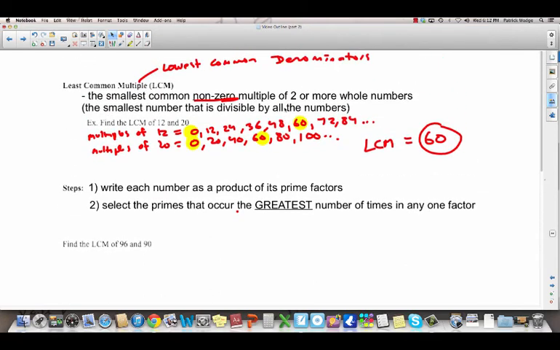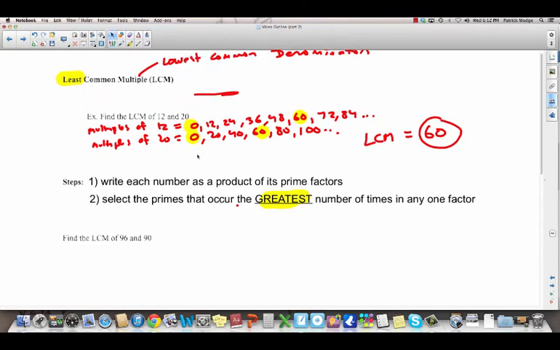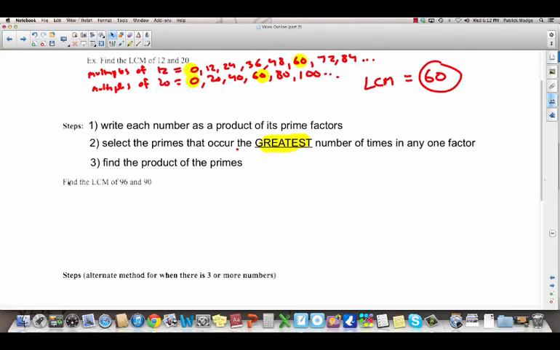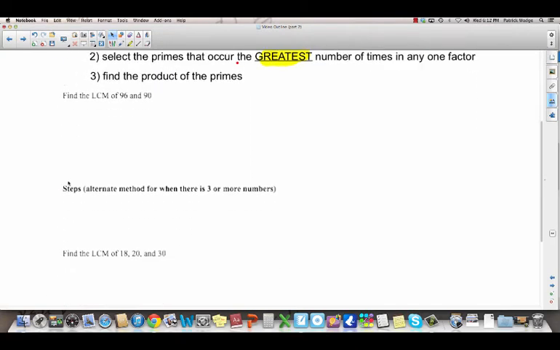So again, it's backwards. This one's called the least common multiple, and you're taking the greatest number of times the factor shows up. For the greatest common factor on the other page, we took the least number of times the factor showed up. So it's backwards, it's opposite. And you're going to find the product of the primes. So again, the steps probably are more confusing than just showing you an example. Find the lowest common multiple of 96 and 90.